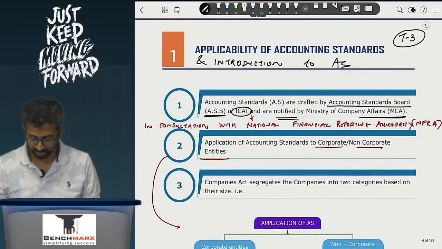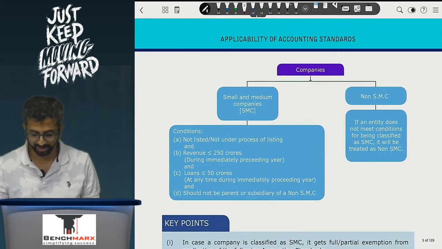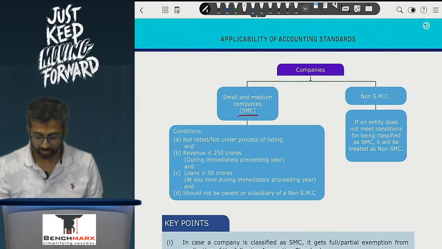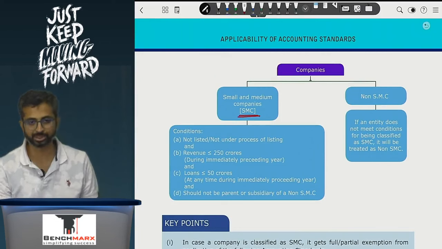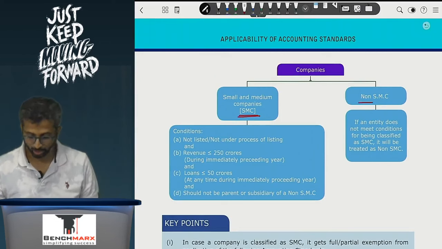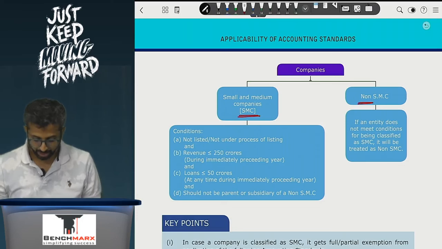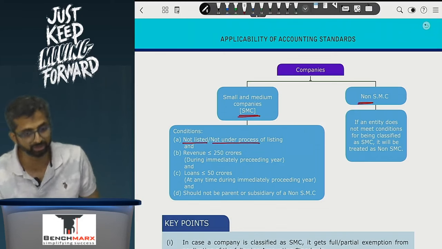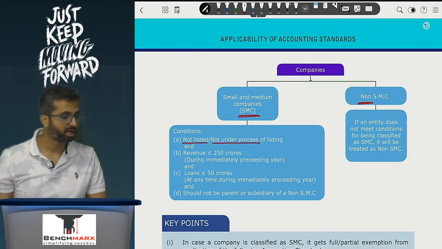Point 3, Companies Act segregates companies into two categories with respect to their size. That is, on the next page, small and medium companies, SMCs, and non-small and medium companies, not listed or not under the process of listing. What is listed? Zomato is listed. What is process of listing? Swiggy's process of listing. They have filed a prospectus.